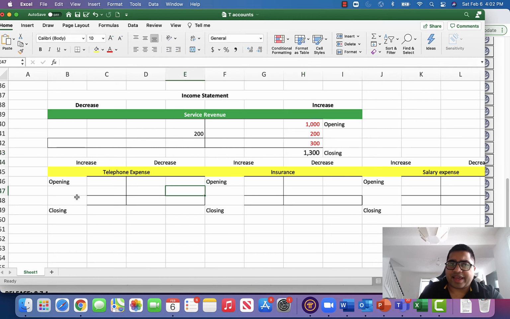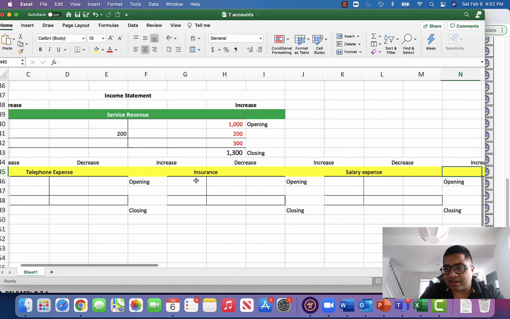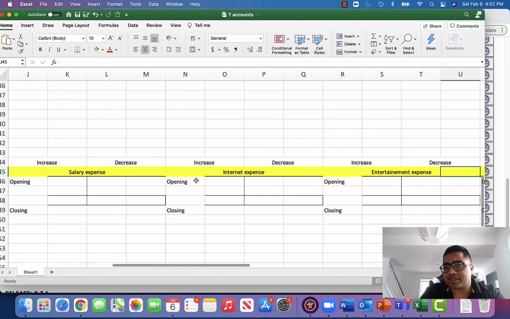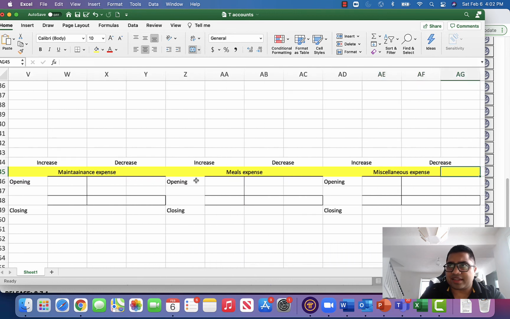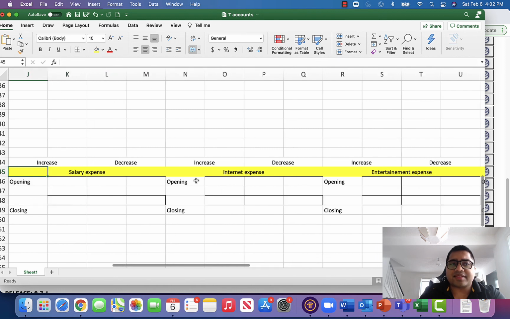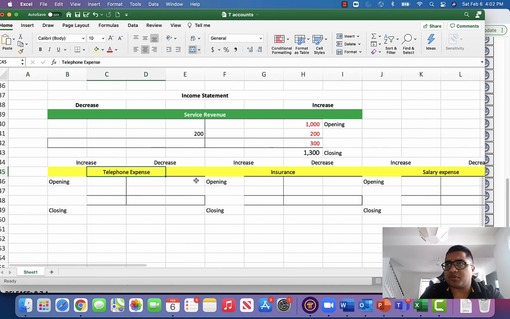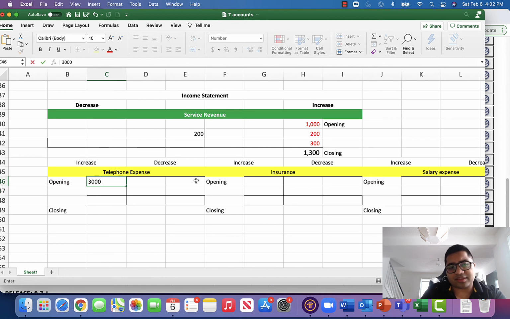Okay, expenses, it's other way around. So common expenses that a small business has: you have telephone expenses, insurance, salary expenses, internet expenses, entertainment expenses, maintenance expenses, meal expenses and miscellaneous expenses. All expenses, how will you factor that in? It will have opening balance 300 or let's say 3000.